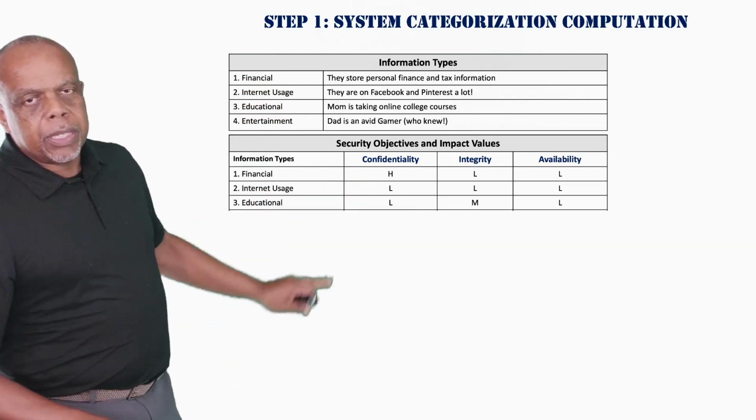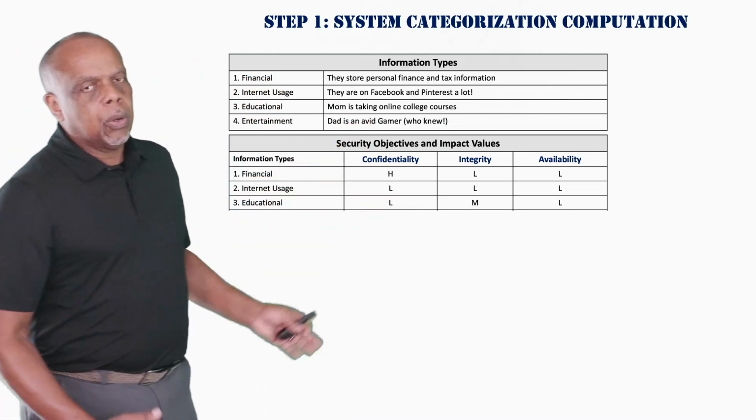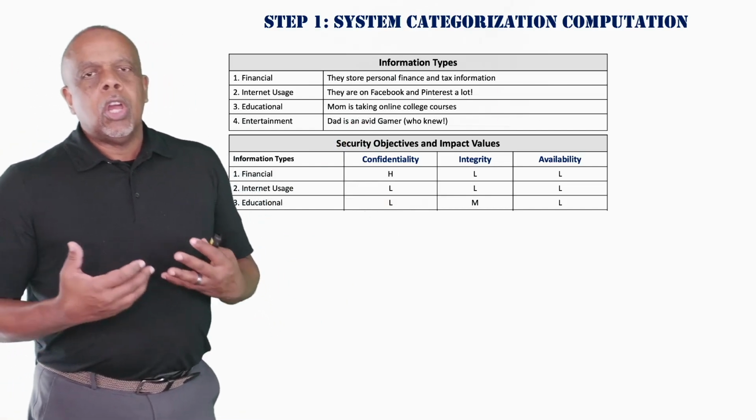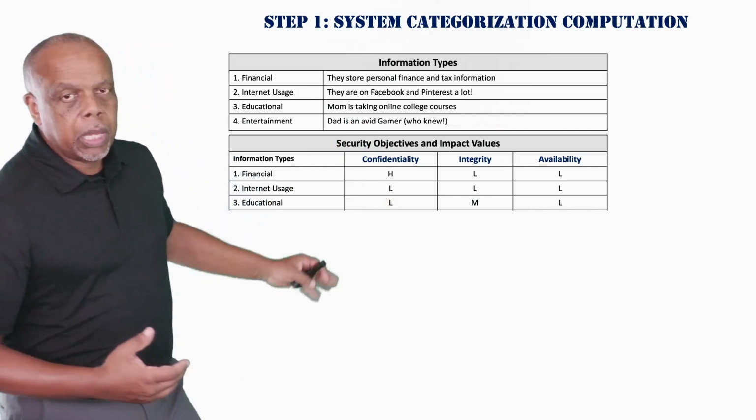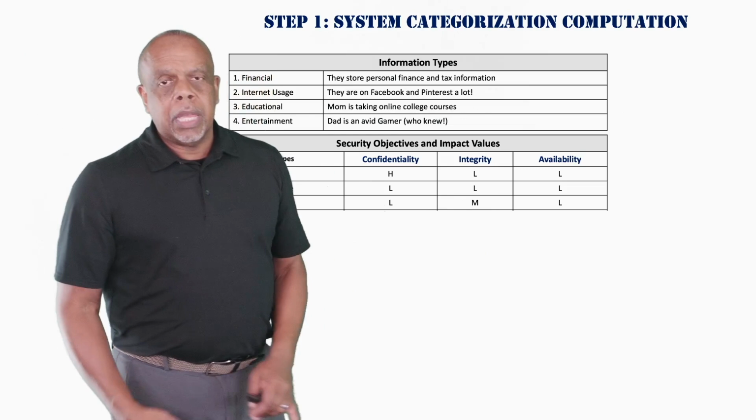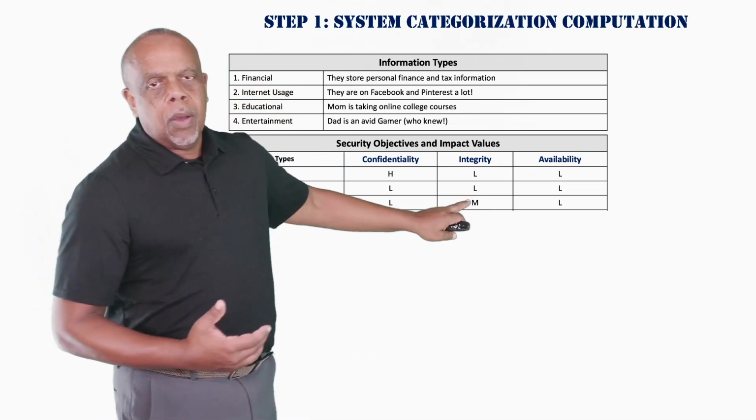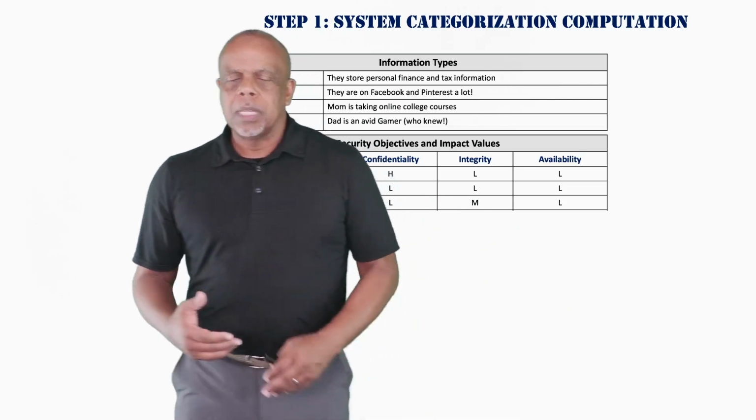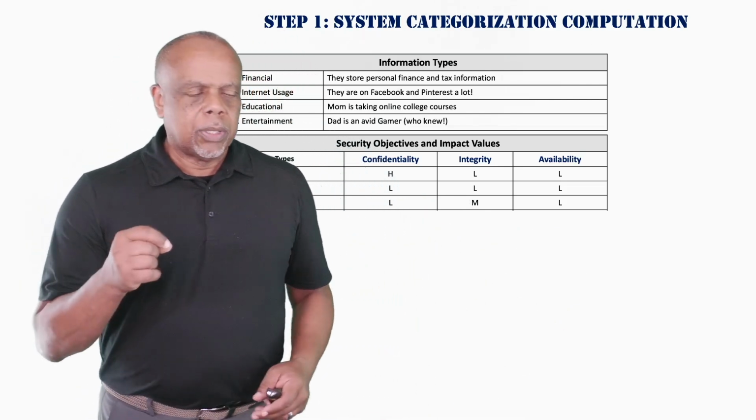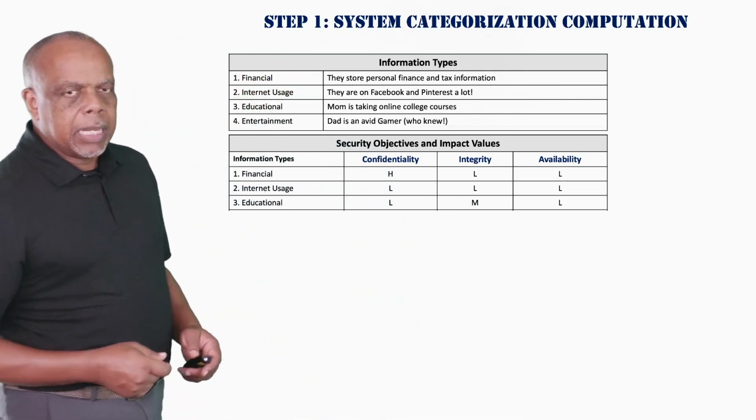The educational information. Now, confidentiality, low. My mom doesn't really care who sees the papers, her homework, but she's a little concerned about the integrity. She doesn't want someone going in there making changes to her homework before she turns it in. So moderate integrity. Availability, same thing, kind of low. They don't have to get to that at lightning speed.